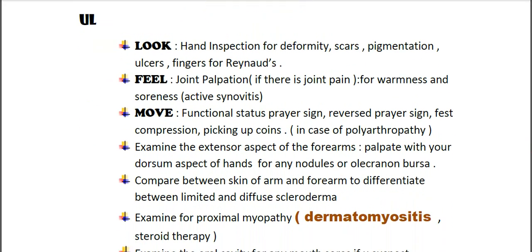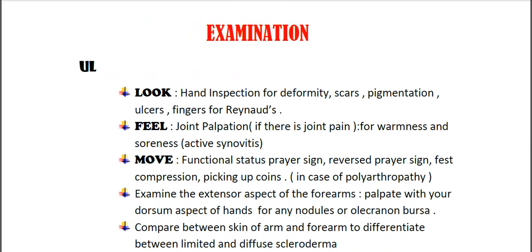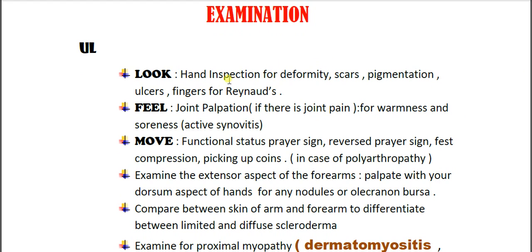And then you start your examination. Like all the cases involving joint pain or polyarthropathy, it is a fixed examination. Look, feel, and move for the hands. Look at the hand for any hand deformity, any scars, any pigmentations, any ulcers, for sclerodactyly, and in the fingers for Raynaud's. You will see maybe atrophic changes or ulcers or nail changes.